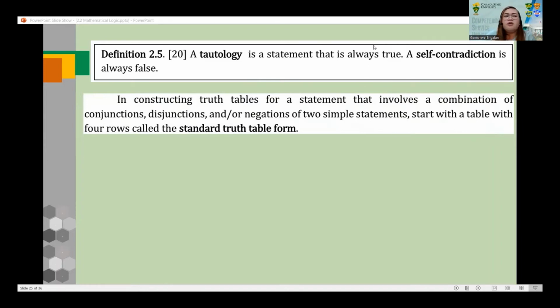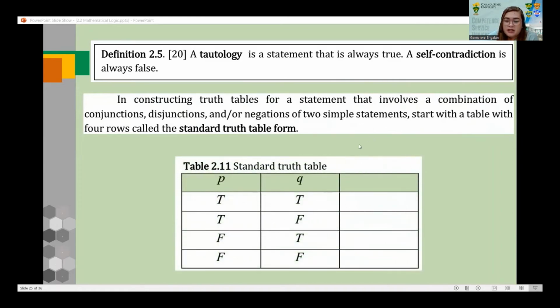In constructing truth tables, to know whether a statement is a tautology, a self-contradiction, or whether two statements are logically equivalent, you must know how to make a truth table. The standard truth table for two simple statements involved in our compound statement: you have P, Q. P is true, true, false, false, and Q is true, false, true, false. That is the standard truth table for two simple statements.